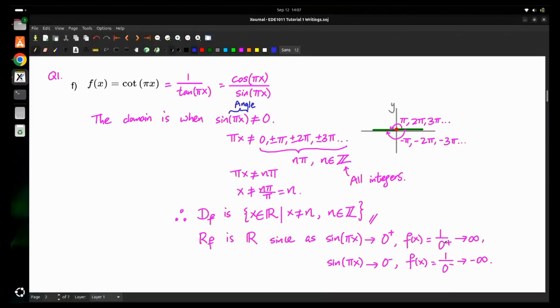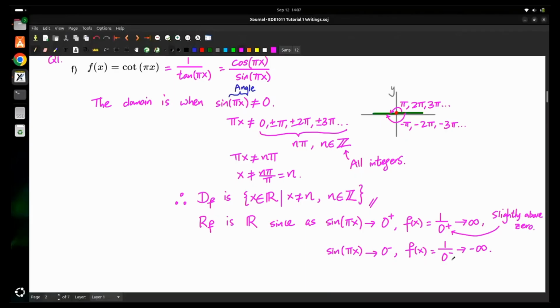0 plus is like something that is slightly more than 0. I put 0 plus here. This would mean a value that is very close to 0 but more than 0, like 0.00000001. So this is slightly above 0. Should be slightly, yeah?